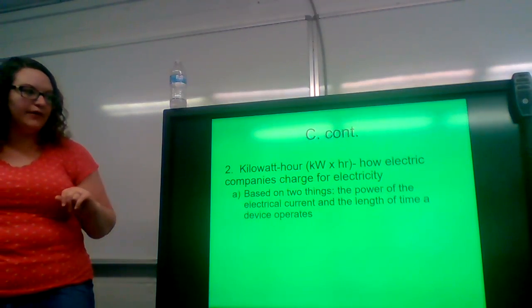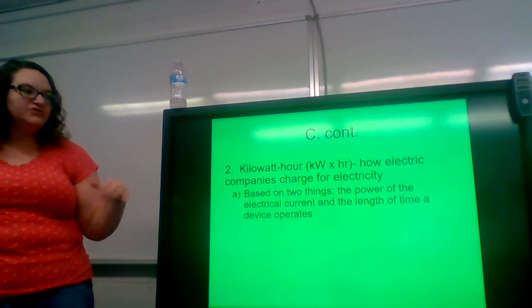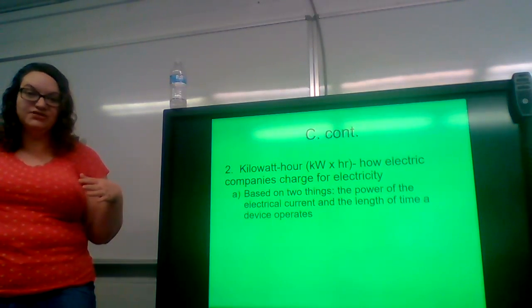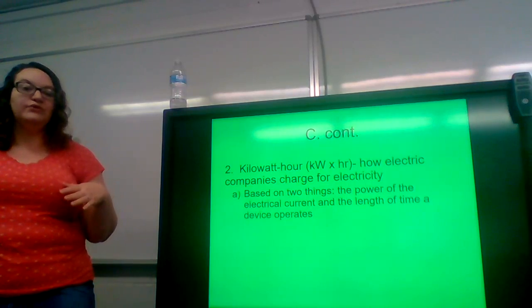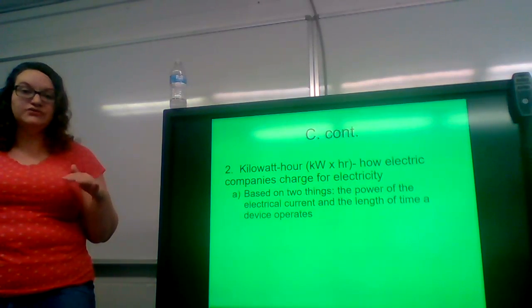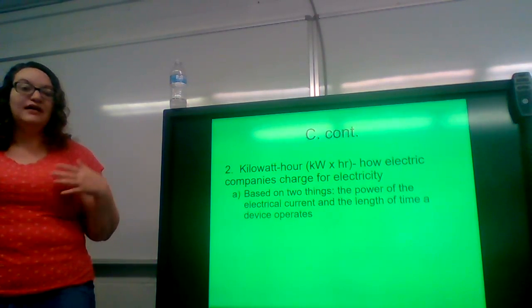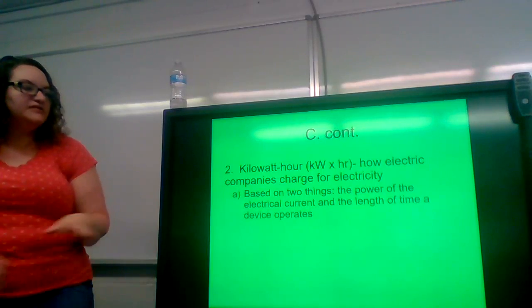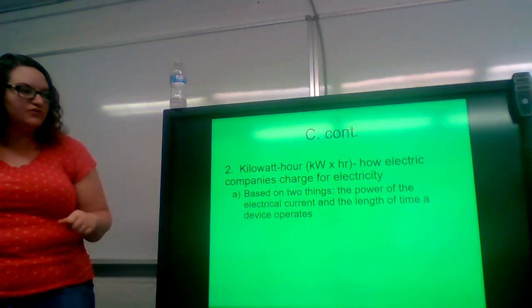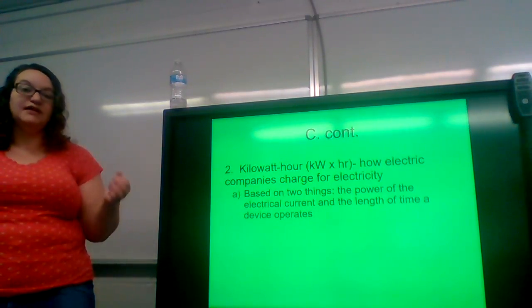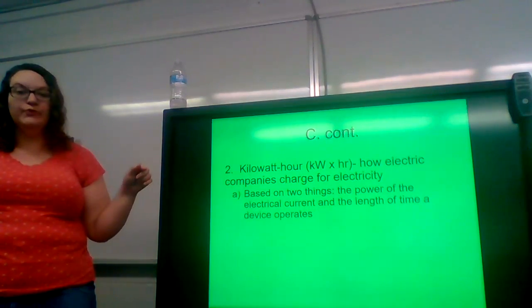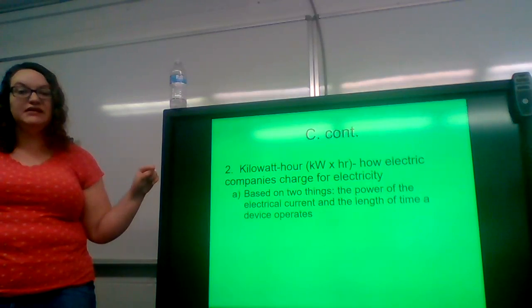The kilowatt hour. This is how electric companies charge for electricity. If you guys were here, I would take you down to the end of the gym here, and I would show you where the meters read in kilowatt hours, and that's how the electric companies charge for the amount of power we use here at the school. It's based on two things: the power of the electrical current and the length of time that the device operates. This is why your parents always tell you to shut the light out if you're not in a room, or to turn something off if you're not using it, okay?